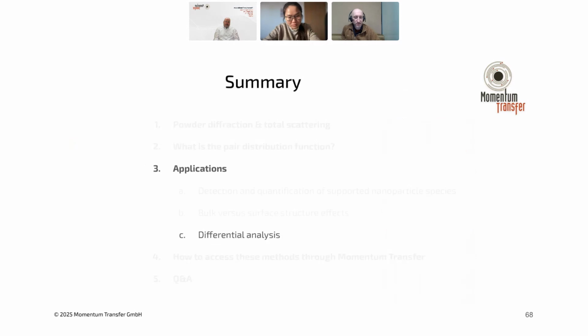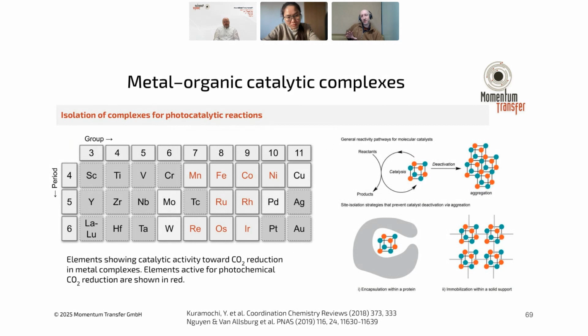Okay, and now the final example I'll try to go through a little bit more quickly because I want to leave some time for questions, is differential analysis. And this has to do more with the topic of site isolated catalysts. So we're thinking about catalytic complexes like metal organic complexes and also single atom catalysts. I'll give some examples here where people are looking at these kinds of complexes for CO2 reduction. For instance, the elements shown in red are proven for photochemical CO2 reduction.